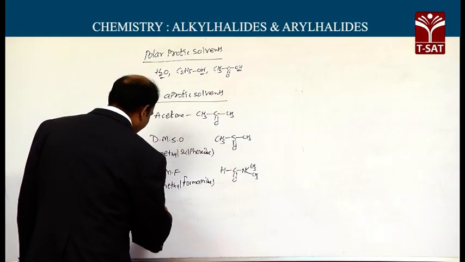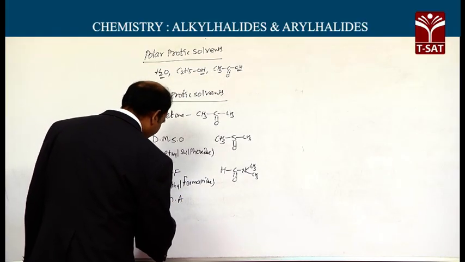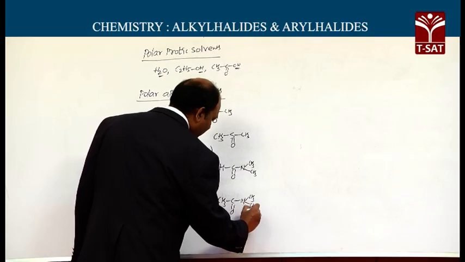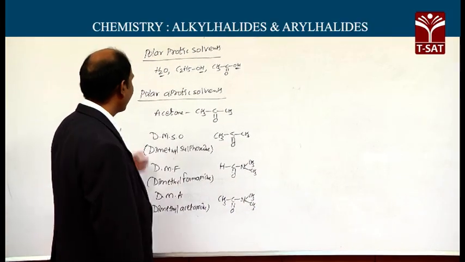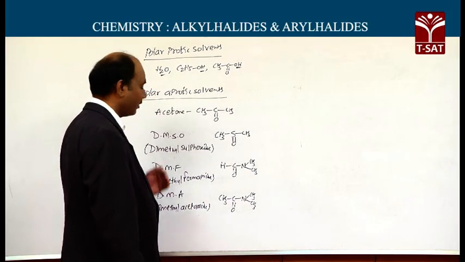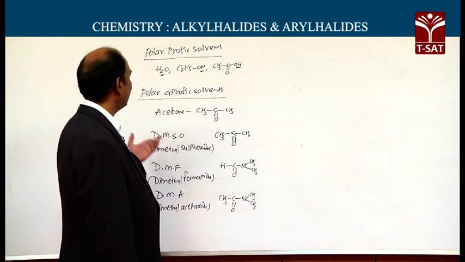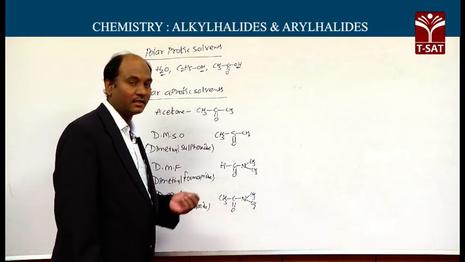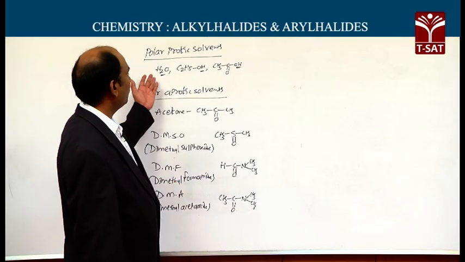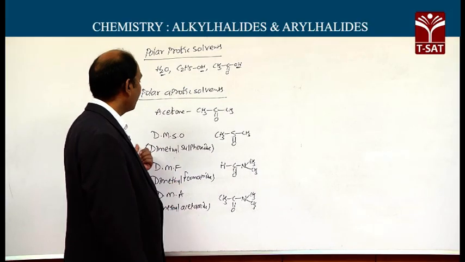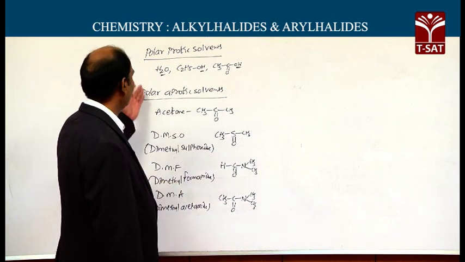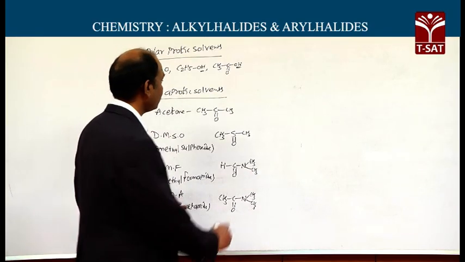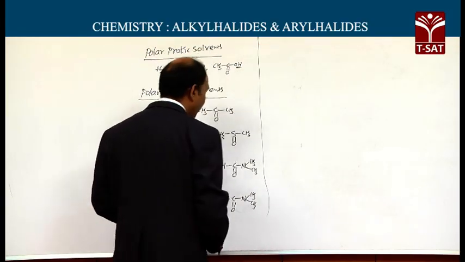Next, DMA, dimethyl acetamide, is nothing but CH3 C double bond O N CH3 CH3. Acetone, DMSO, DMF, DMA. Now everybody has a doubt: sir, why are we discussing solvents? Actually, these solvents also decide whether the reaction is SN1 or SN2. Polar protic solvent favors SN1 reaction, polar aprotic solvent favors SN2 reaction. This is regarding solvents.